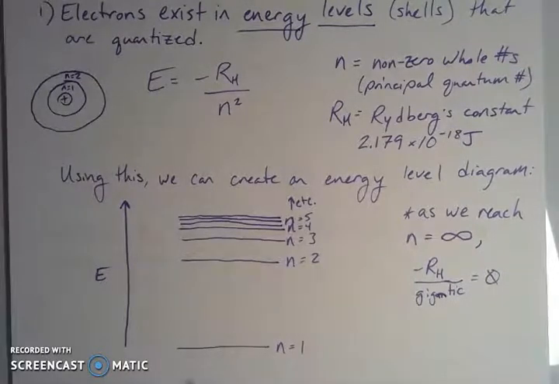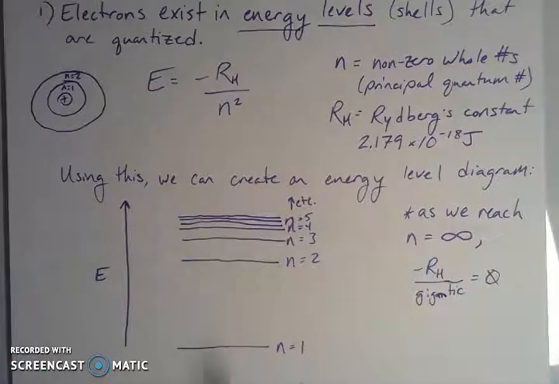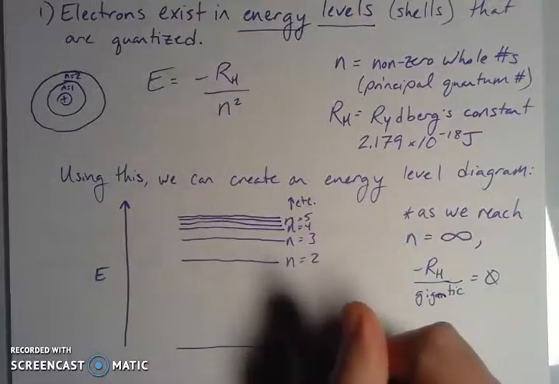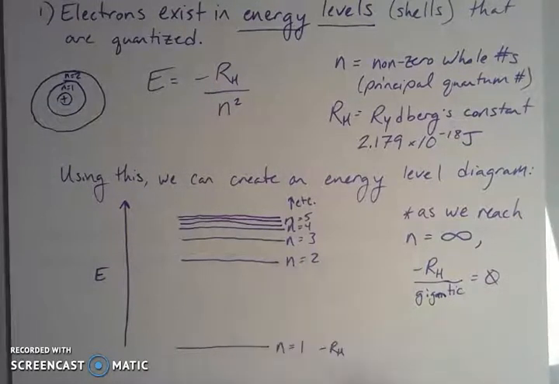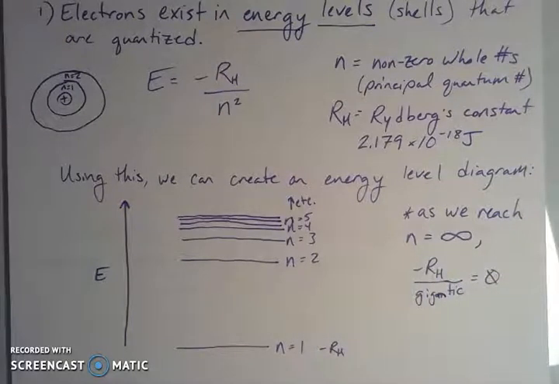So if we picture our nucleus down here at the bottom, as we move away from the nucleus, we get greater energies. So if we're thinking about our n equals 1 here, this sphere, this shell, then the energy is going to be negative Rydberg constant over 1 squared. So it's just going to be our negative R sub H, so negative 2.179 times 10 to the negative 18th joules.